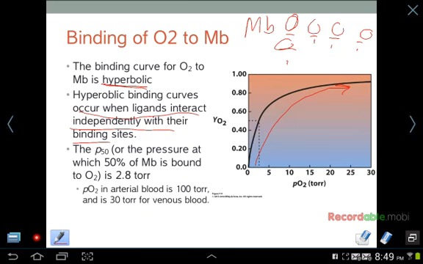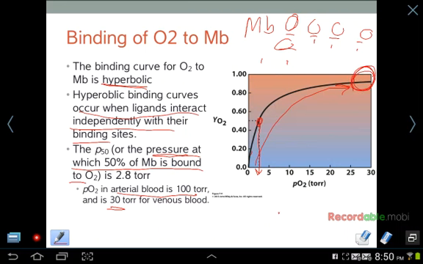Okay? What's also interesting is the P50, or the pressure at which 50% of the myoglobin is bound to O2, is 2.8 torr. Right here. So the pressure in arterial blood is 100 torr, while for venous blood it is 30 torr. So at either arterial blood or venous blood, oxygen has a very high affinity for binding to myoglobin.